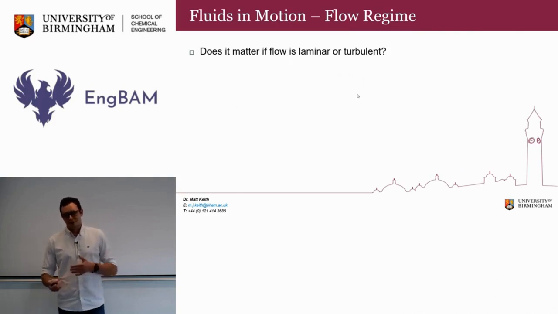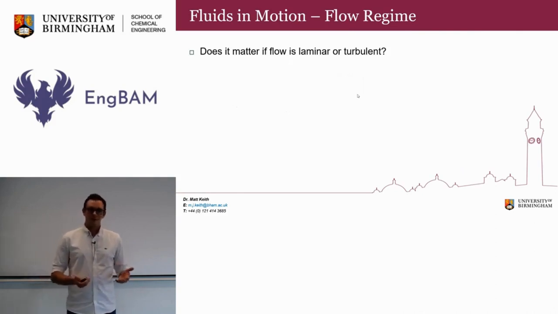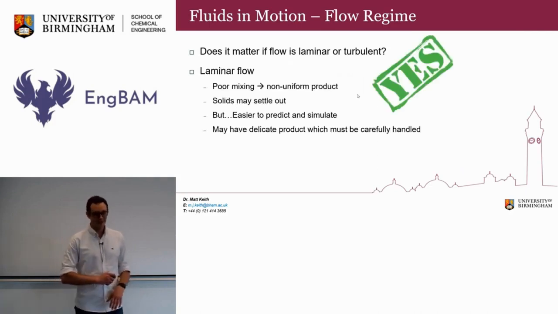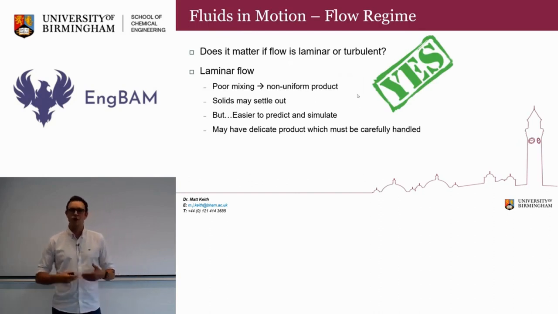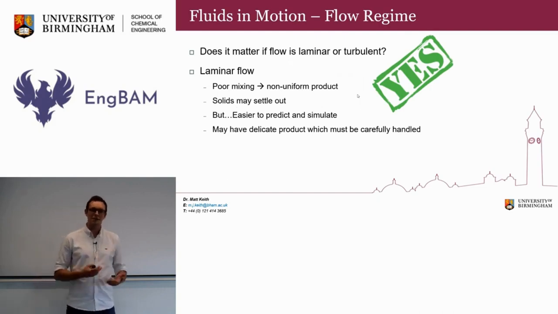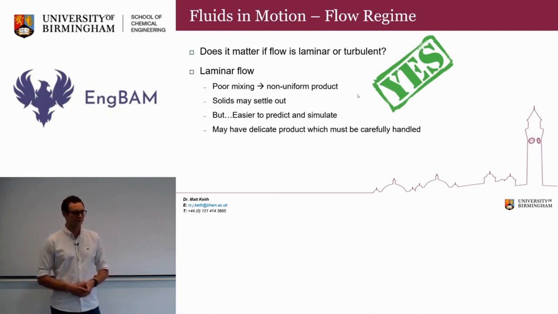So, does it matter whether we've got a laminar flow or a turbulent flow? And I'm pretty sure you can guess the answer is yes, it of course matters. In laminar flow, we have poor mixing, which means we might have a very non-uniform product. And we generally don't want to have a non-uniform product, but like everything to be consistent, because that means our products are going to be very consistent as well.